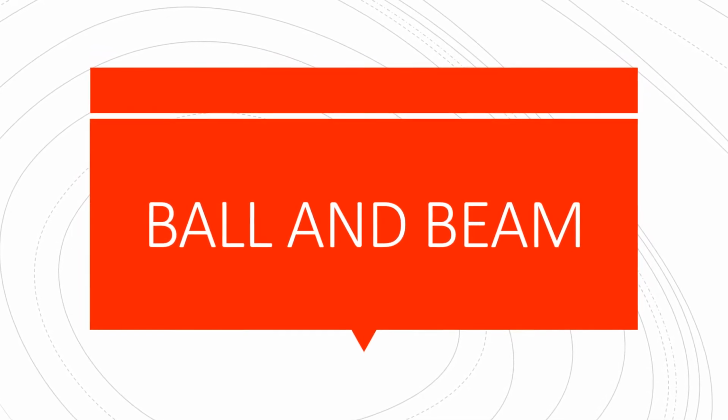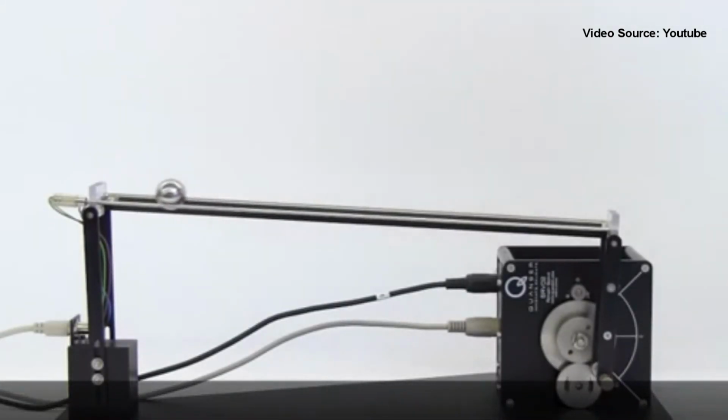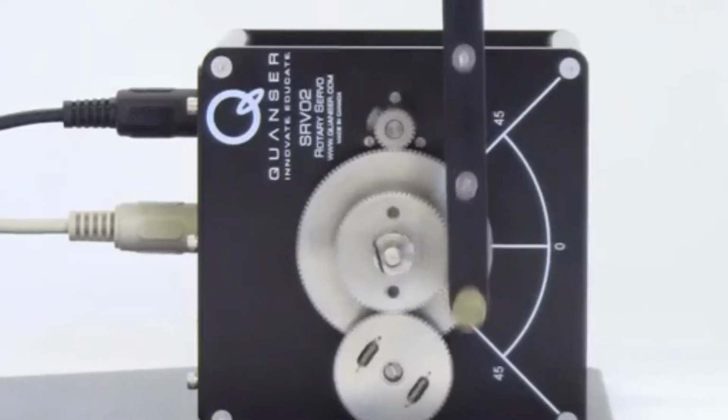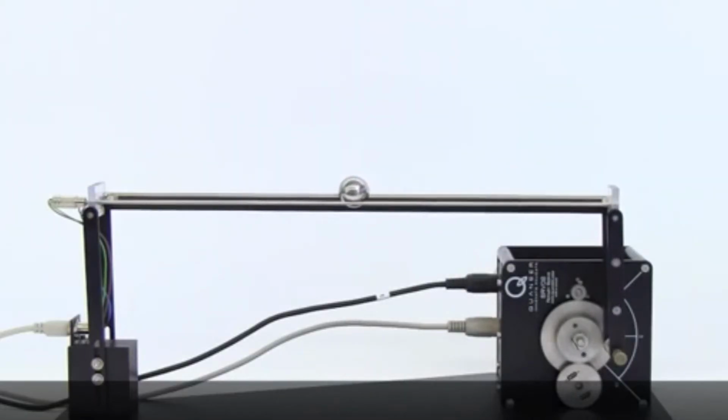How many of you are familiar with the ball and beam system? If you are not, let's get into it. The ball and beam system consists of a long beam which can be tilted by a servo or electric motor together with a ball rolling back and forth on the top of the beam.